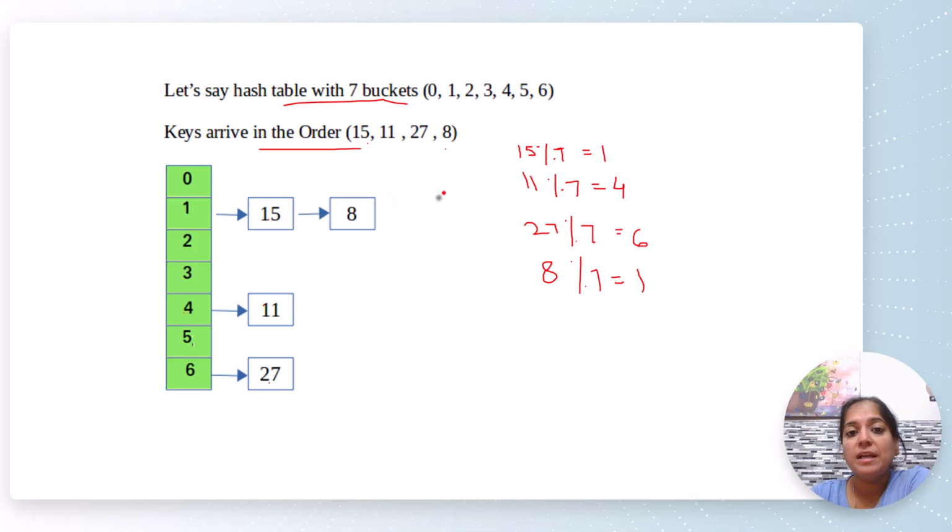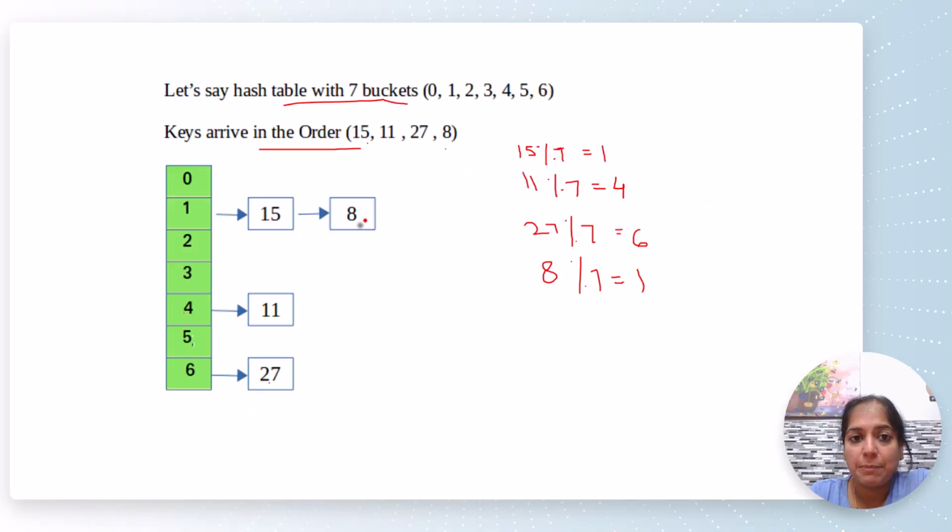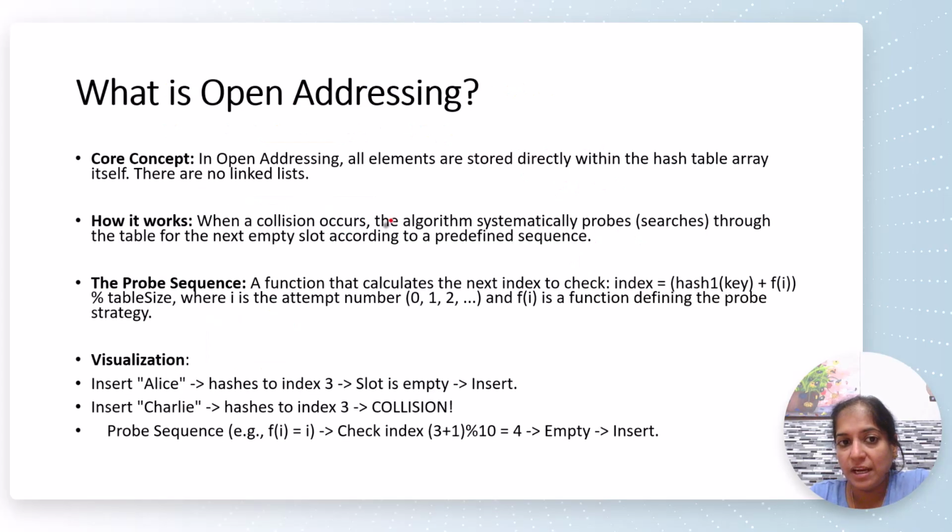Now, another way is the open addressing scheme. In the open addressing scheme, instead of taking an additional data structure, instead of taking additional memory, we try to put all the values in the same array. Unlike separate chaining, where we take a linked list at every array index, in open addressing we are not taking any additional data structure. We are just storing all the values in the same array.